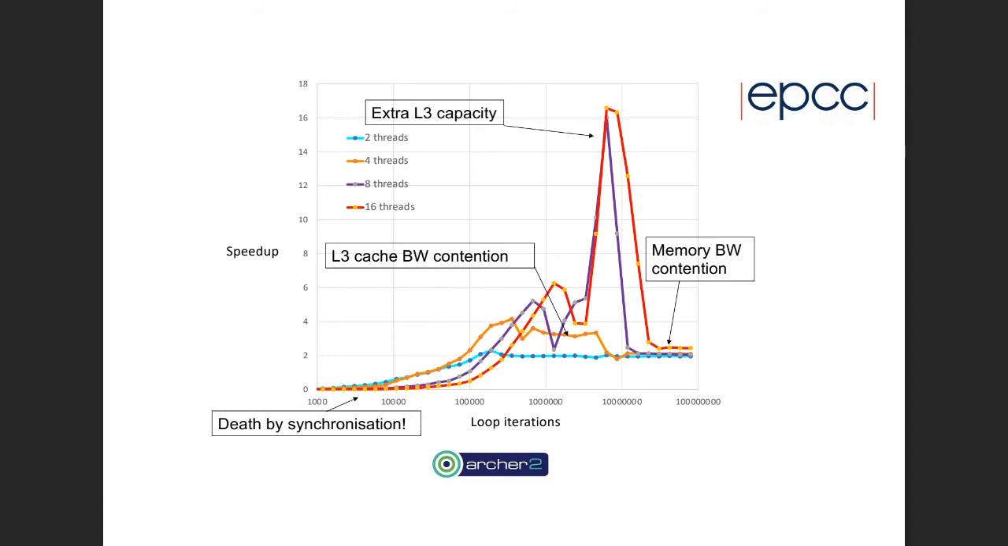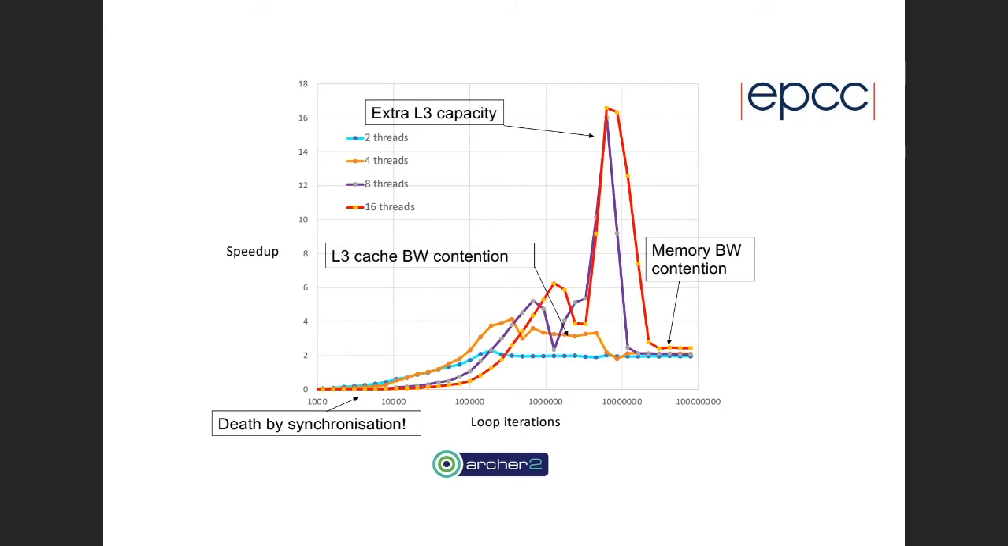Then as I go to 4 threads, so that's the orange line, it gets a little bit more complicated. The speed up initially goes up to about 4, but then it drops down to a little over 3 for a while, and then eventually it drops back down to something that's only just over 2. So what's going on there?